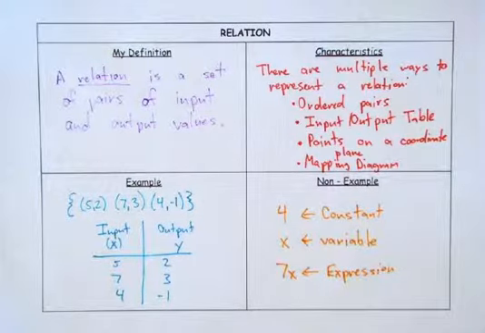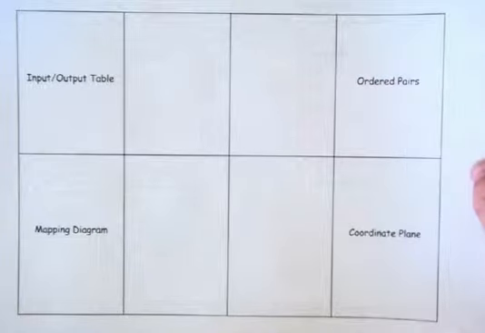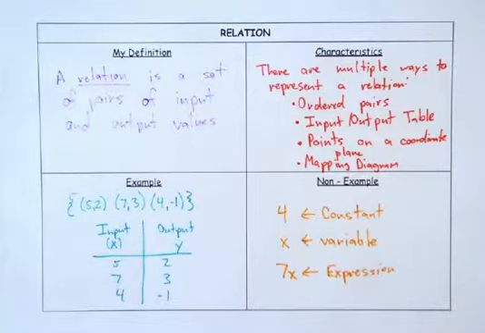Next up, I'm going to show you how to visualize a relation as an input-output table, mapping diagram, ordered pairs, or coordinate plane. You should have a set of notes that looks like this. We're going to cut these out, and I'm going to show you how to do that.